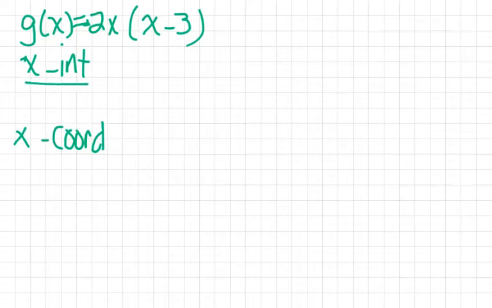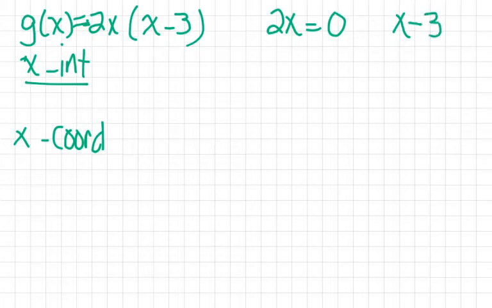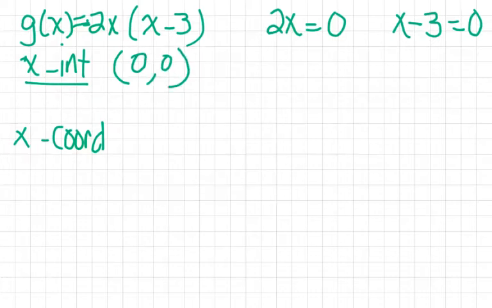Okay, so again, thinking about the output needs to be 0. Therefore, what do I multiply 2 by to get to 0? 0. So my x-intercept is 0, 0. And what's the second intercept? Well, what do I add to -3 to get to 0? I add 3. So 3, 0. And again, I didn't have to graph it. I was able to look at the two factors.